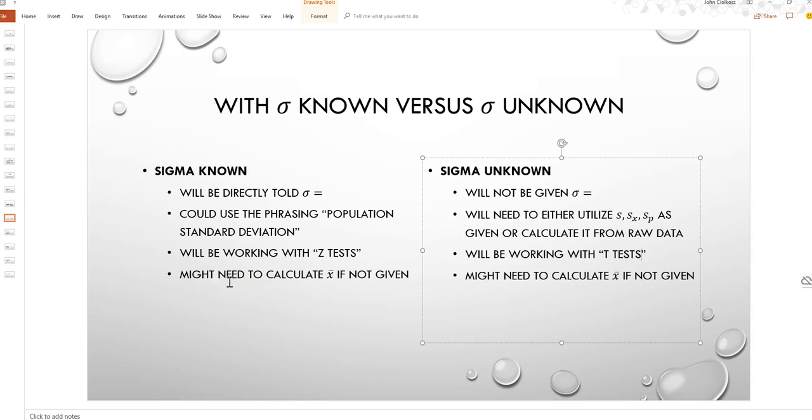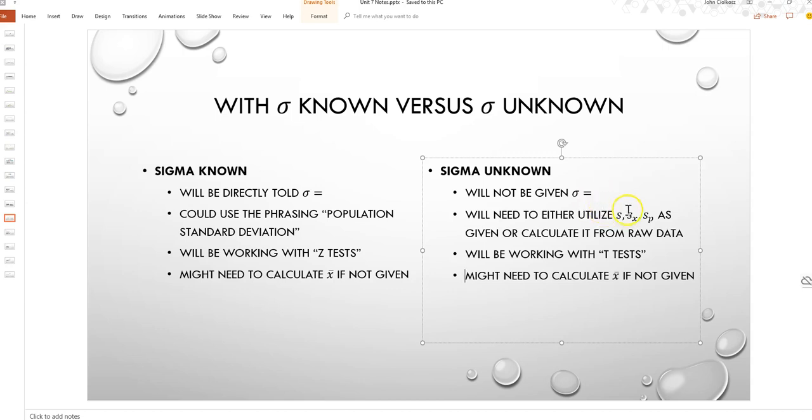Okay, so just as always, we're going to be directly told what sigma is. We're seeing the phrasing population standard deviation. We're working with z-tests. Maybe we need to calculate the sample mean if we're not given it, but oftentimes it's given. Sigma unknown: you're not given a sigma. So we've got that down after the semester of working with these. But again, I just want to let you know it stays the same.